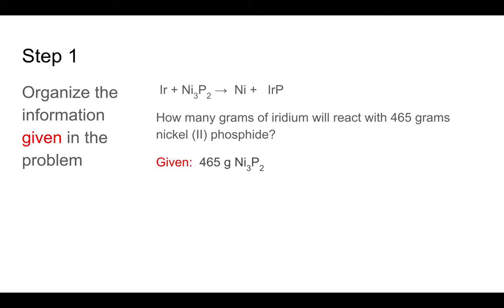So step one, we're going to look for the information that is given in the problem. Okay, so I see on the right side of the screen here we have an equation that shows the reaction we're looking at, and the question says how many grams of iridium will react with 465 grams nickel 2 phosphide. So my given information that I'm going to start with is 465 grams of nickel 2 phosphide.